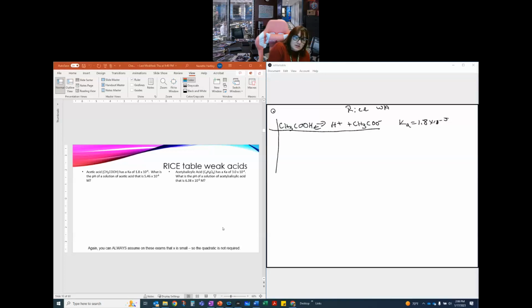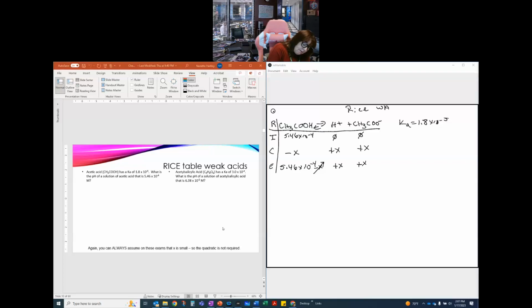That is 5.46 times 10 to the minus fourth molar. So I have some initial conditions. I know that this is 5.46 times 10 to the minus fourth. We assume that H is 0. We assume that the acetate ion is 0. Our change is going to be a negative X for the acetic acid, a plus X for the H, and a plus X for the anion, so the acetate ion. That means that this equilibrium is going to be 5.46 times 10 to the minus fourth. And of course, that's the minus X, but we ignore the minus X, so I cross it out. This is going to be an X, and this is going to be an X.